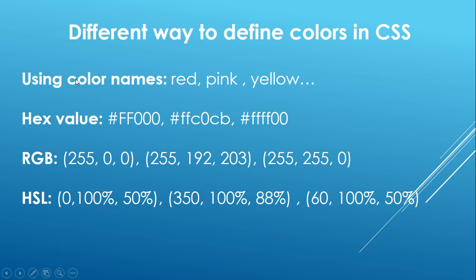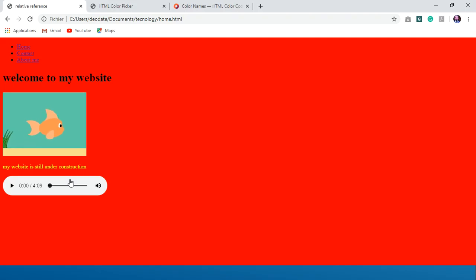But today we're going to see three other ways. There are many ways actually to define colors in CSS. And today we're going to use all these four ways and see how you can define them. You see, you can use color names, you can use hex value, RGB, and HSL values. And without delay, let's go to our website.